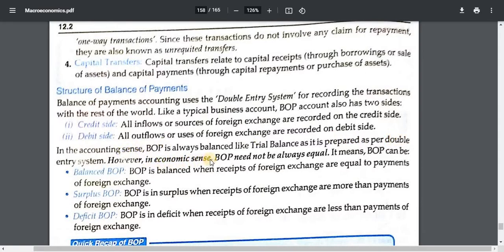However, in the economic sense, BOP need not always be equal. It means BOP can be balanced BOP. BOP is balanced when receipts of foreign exchange are equal to payments of foreign exchange. Surplus BOP. BOP is in surplus when the receipts of foreign exchange are more than the payments of foreign exchange. Deficit BOP. BOP is in deficit when the receipts of foreign exchange are less than the payments of foreign exchange.